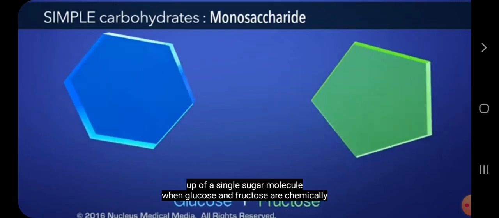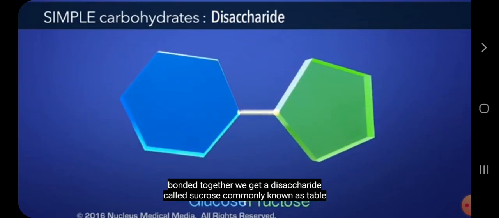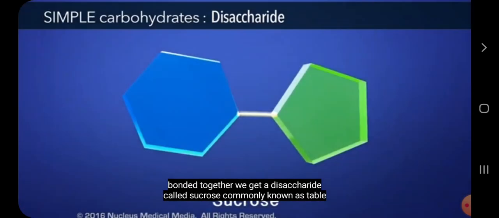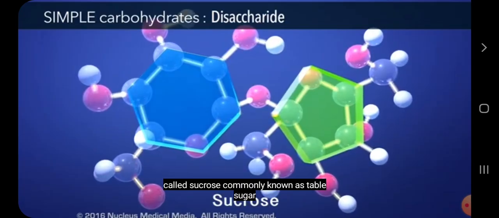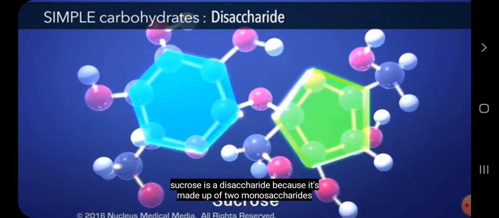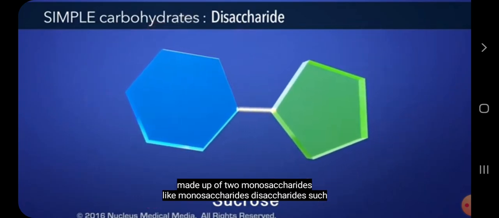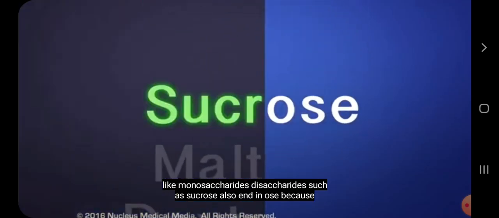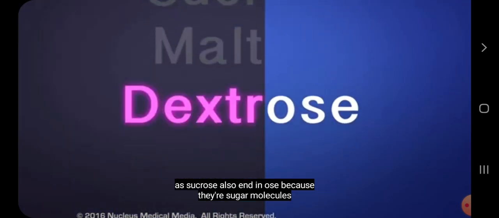When glucose and fructose are chemically bonded together, we get a disaccharide called sucrose, commonly known as table sugar. Sucrose is a disaccharide because it's made up of two monosaccharides. Like monosaccharides, disaccharides such as sucrose also end in OSE because they're sugar molecules.